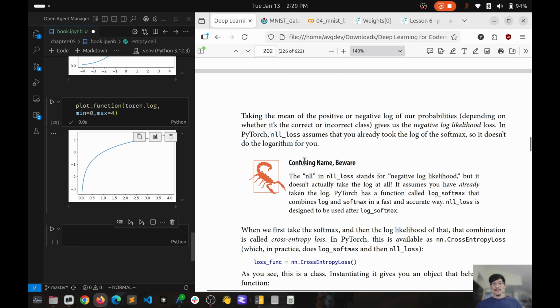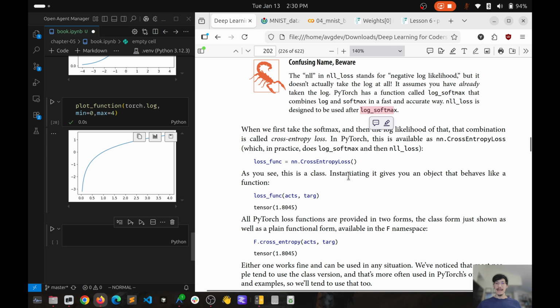That's very confusing indeed. Confusing name, beware. The NLL in NLL loss stands for negative log likelihood, but it doesn't actually take the log at all. It assumes you already have taken the log, so all it's going to do is probably just negate it. PyTorch has a function called log softmax that combines log and softmax in a fast and accurate way. NLL loss is designed to be used after the log softmax. So when we first take the softmax and then the log likelihood of that, the combination is called cross entropy loss.